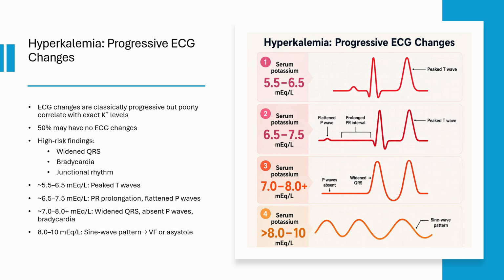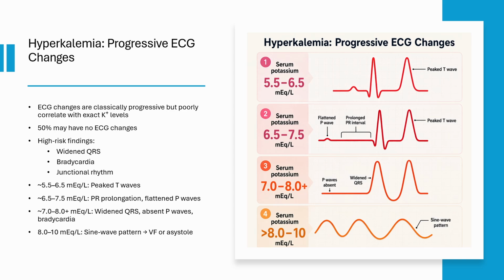An important caveat regarding ECG findings in regards to hyperkalemia is that they do not reliably correlate with specific potassium levels, and more than half of hyperkalemic patients may have no ECG changes. Also, about 24% of normokalemic patients can exhibit ECG findings which mimic hyperkalemia. The most predictive ECG findings for serious cardiac events are a prolonged QRS, bradycardia, and a junctional rhythm.